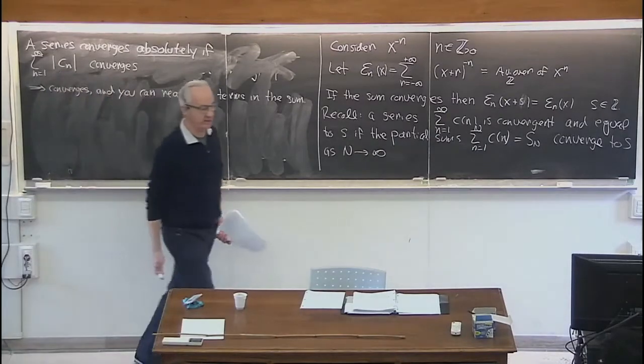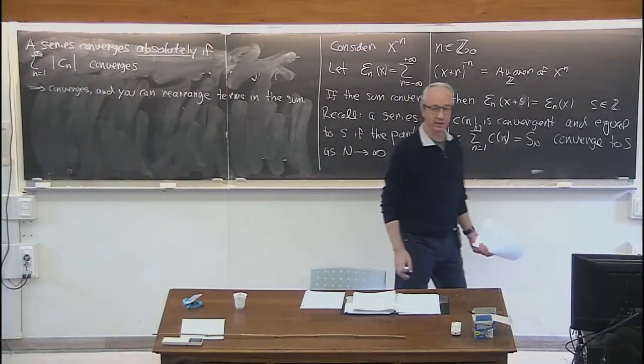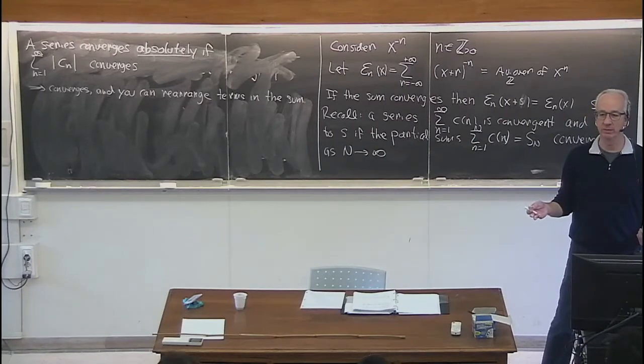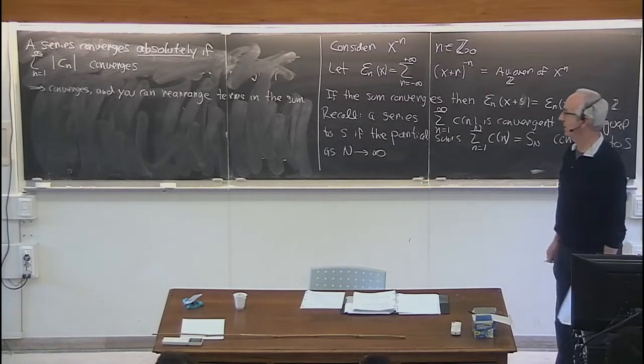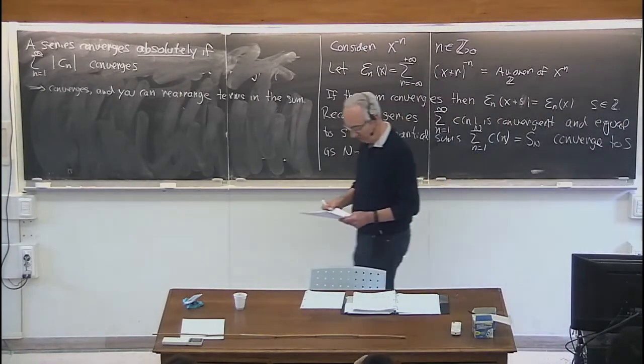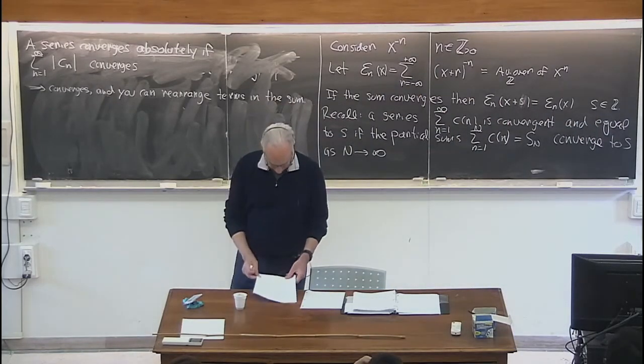But you can have series that converge but don't converge absolutely. But then you have to specify the order in which you sum the terms in the series. And this is a sort of mathematical subtlety that often we don't need to worry about, but in this case, we actually do.